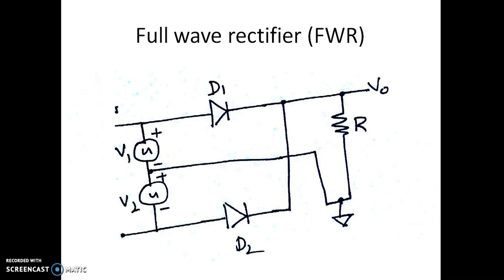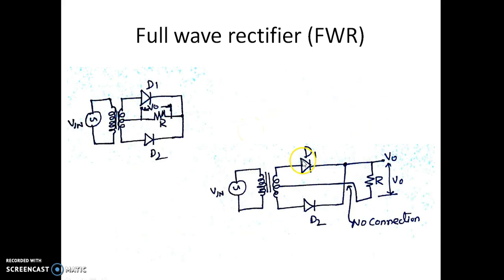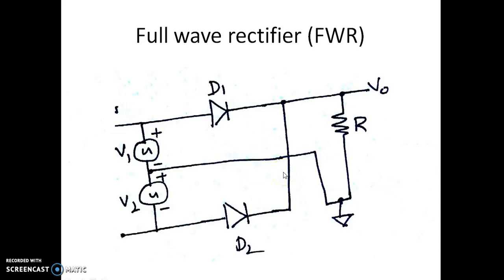Now, for simulating this full-wave rectifier, we are using two sources, as we don't have a center tap transformer in LTspice. We are using two sources to realize the secondary of a center tap transformer. So this is V1, V2, and we have a similar circuit as in the previous slide. Only this part of the circuit is replaced by the two sources V1 and V2.